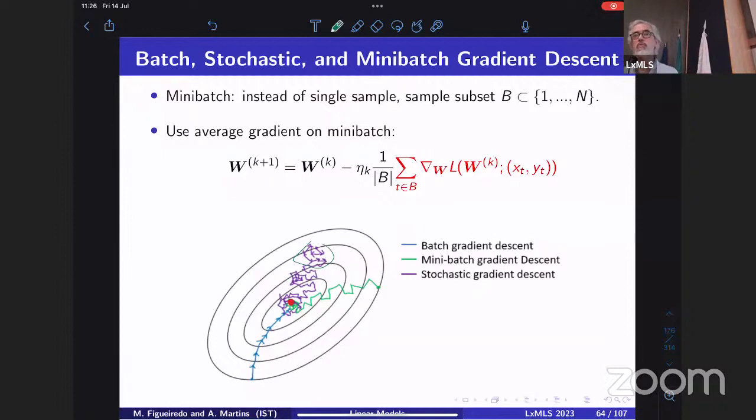It's not as smooth as the whole batch that computes the whole gradient. It's not as noisy as a purely stochastic sample by sample. It's something in the middle. Of course, there's a trade-off. The bigger B is, the more expensive each step is. You typically take fewer steps the bigger B is, but the steps are more expensive, because you need to average over more points.